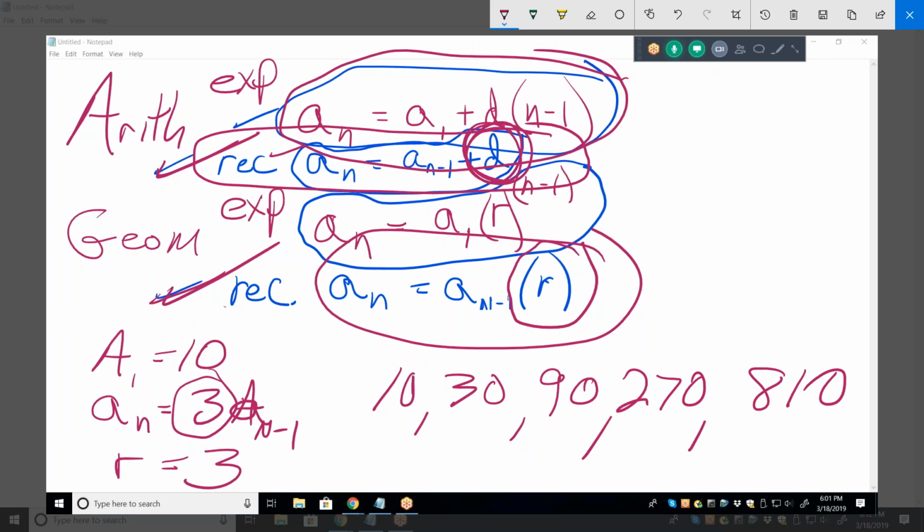Okay. So the pattern is the same. They're giving us the recursive definition in each of the last 2 problems, and that's enough to figure out what either r or d is. And once you have r or d, depending on whether it's geometric or arithmetic, you can accomplish the task.